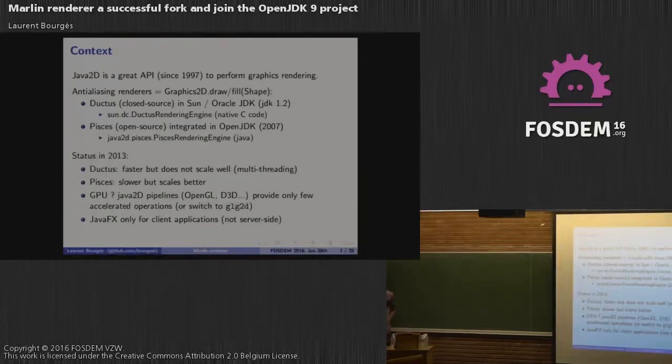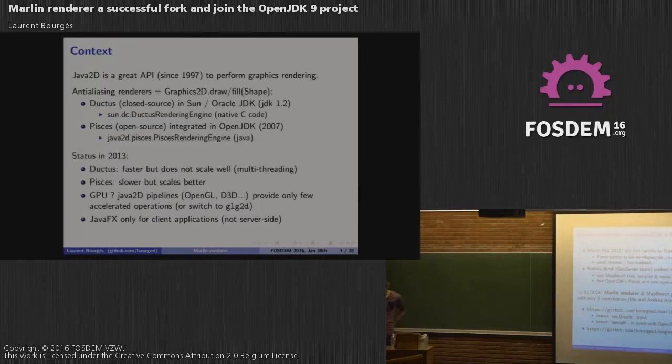The Java 2D pipelines use the GPU to perform some operations like images, pixel blending, and so on. And here you also have JavaFX, an application framework for client applications, which uses other renderers. It's OpenPisces, and it also uses native things.